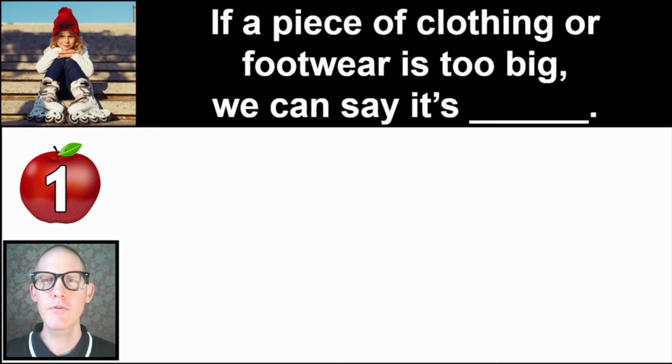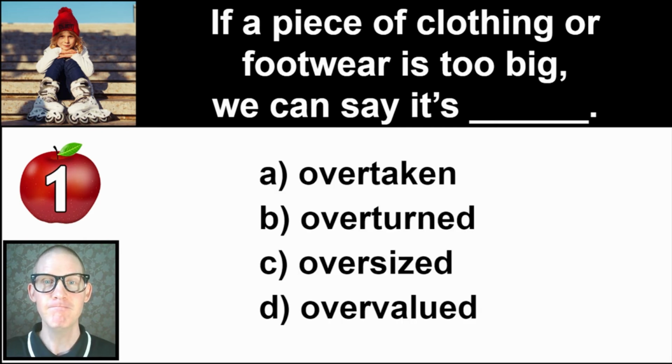If a piece of clothing or footwear is too big, we can say it's A. Overtaken, B. Overturned, C. Oversized, or D. Overvalued. What do you think? Here's some music while you think about your answer.